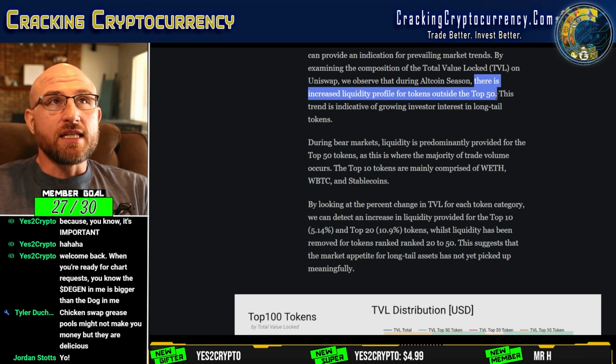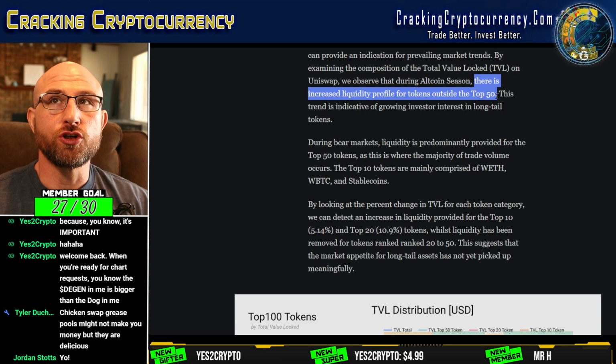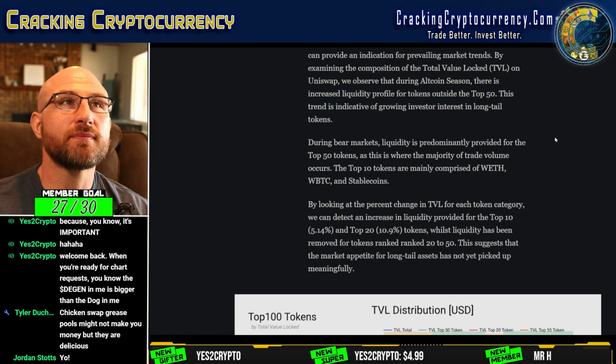This is something that's easily overlooked. There's usually a strong liquidity profile for top 50 tokens. All right, that's fine on Uniswap. But when we start to see liquidity ramping up for tokens outside the top 50, this could be a leading indicator for altcoin season.